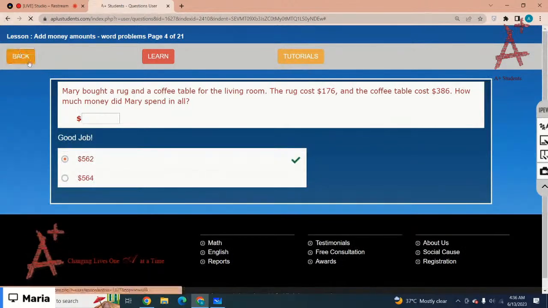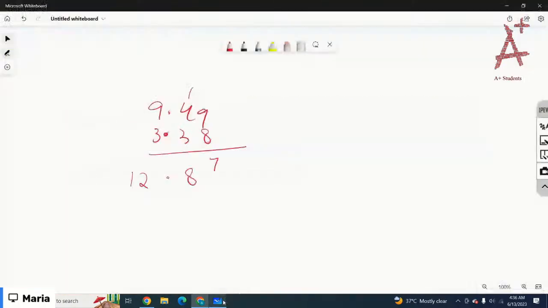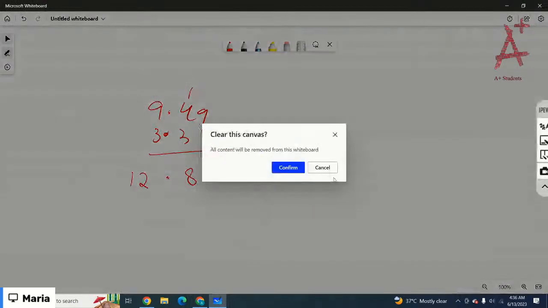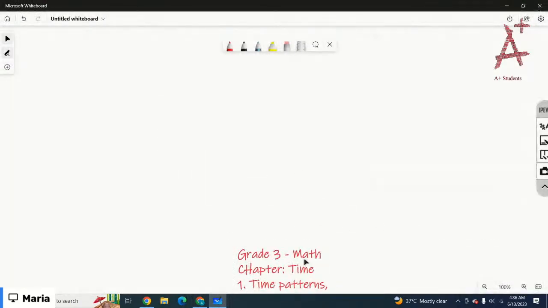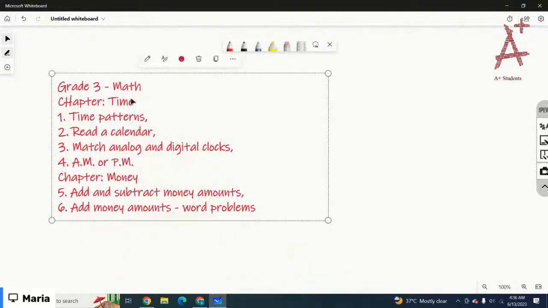Okay, you can complete the lessons by yourself later today. So we were on grade 3 maths. We started with the chapter time. The lessons we covered today are time pattern, read a calendar, AM or PM. Then we started the chapter money. The lessons are add and subtract money amounts and add money amounts word problems.